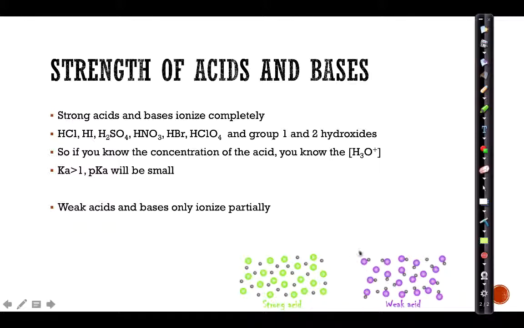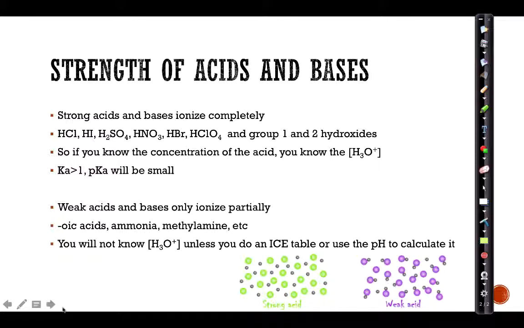All right, so weak acids and bases will only ionize partially. So if I put it into a solution, I'm going to have some intact molecules of that acid. I'm not going to have all the hydronium that I could have made because the acid doesn't ionize completely. So in a particle diagram, I would have molecules that are still intact, acid molecules. These are the oic acids. Ammonia is a weak base. Methylamine is a weak base. Anything with the word amine in it is going to be a weak base.